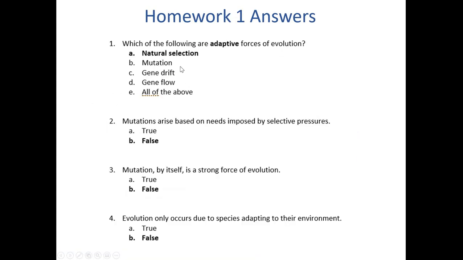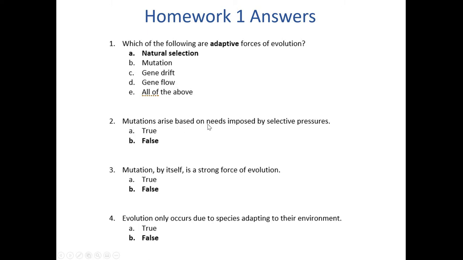Okay, let's go through homework 1 real quick. Which of the following are adaptive forces of evolution? Again, this is right in your slides. Natural selection is the only one of these that's adaptive. The rest are somewhat random. Mutation occurs randomly. Gene drift is just random allelic changes that occur within a population. And then gene flow just occurs when you have two populations mixing together. So only natural selection is actually adaptive. And while all of these others can create variation for natural selection to act on, only natural selection in itself is an adaptive force of evolution. So natural selection is the correct answer here.